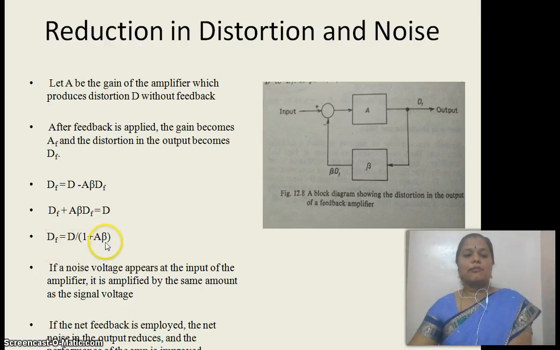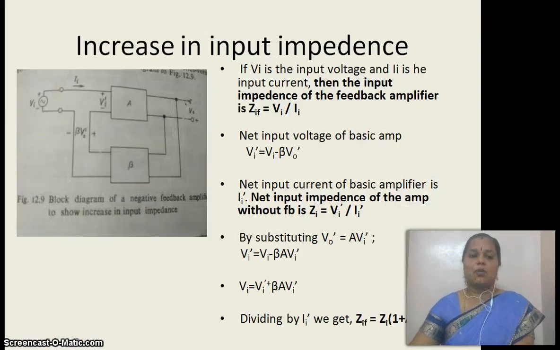There is a term of A beta in the denominator, which makes the ratio too small. When A beta is very much greater than 1, the denominator is too high, the ratio becomes too small. So the distortion in feedback system is always small. This is my second advantage.